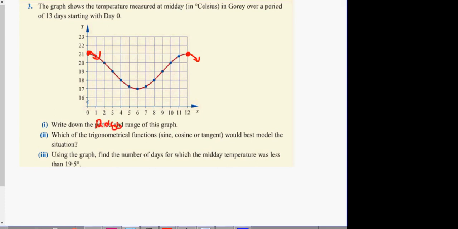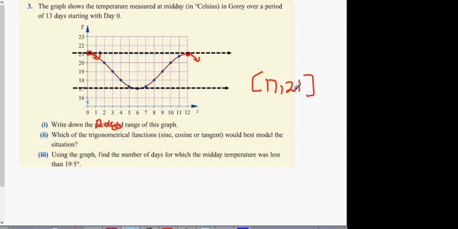Now the range, like the last one, is the top and the bottom value. So the top value being 21, the bottom value being 17. So the range goes from, remember, low to high: 17 bracket, 21 is the range.